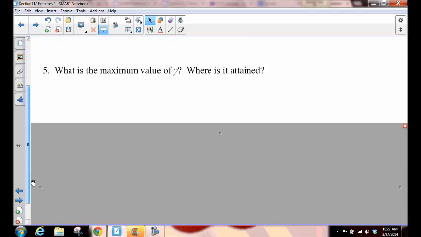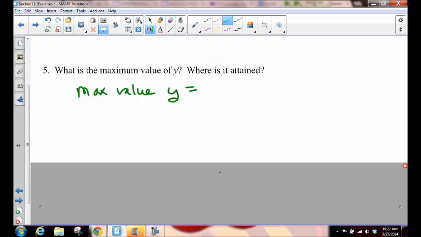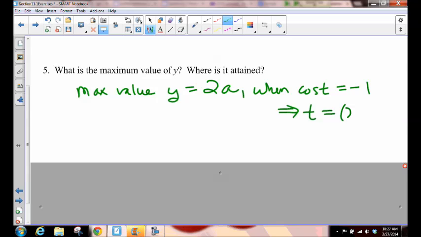Part 5 asks us, what is the maximum value of y and where is it attained? Now, as we saw in part 3, the maximum value for y is 2a. And this occurred when the cosine of t was equal to negative 1. If we want the cosine of t to be equal to negative 1, that means that t needs to be an odd multiple of pi. So (2n plus 1) times pi.